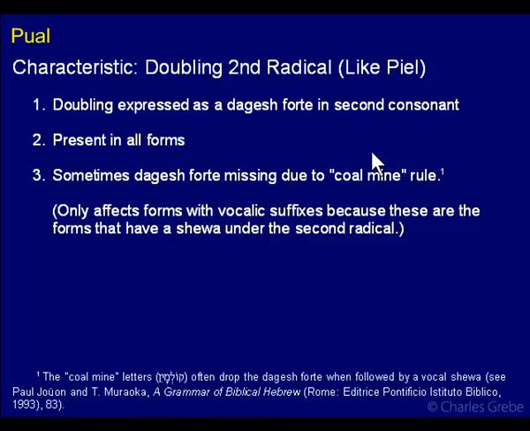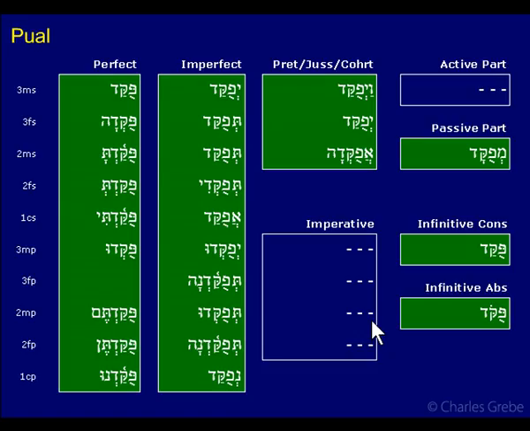The characteristic is doubling of the second radical, just like the Piel. It's expressed as a Dagesh forte. It's present in all forms, and the only time it's missing is when this coal mine rule applies, which again is if you have a coal mine letter like a Kof, and the coal mine letter has a vocal shva under it, and it's your middle radical, your second radical. It should have a Dagesh forte, but sometimes it won't be there, and that's because it's a coal mine letter. And of course, that will show up in the forms where you have the theme vowel reducing.